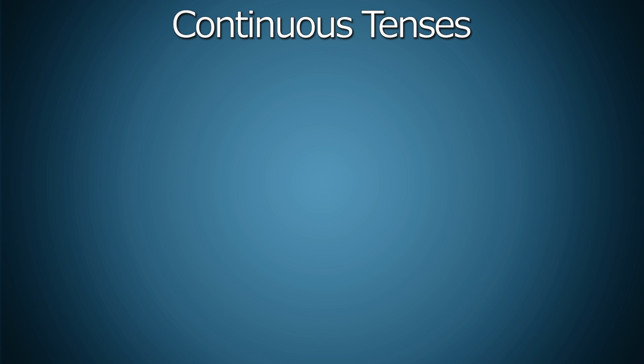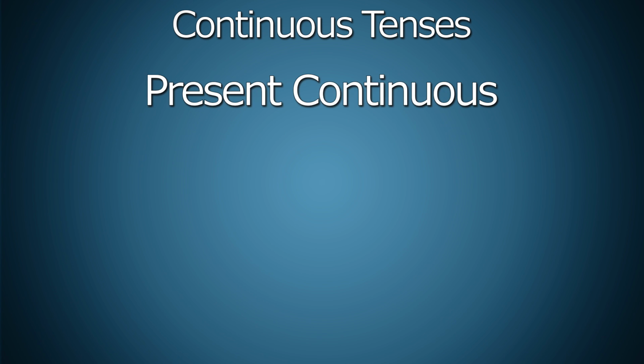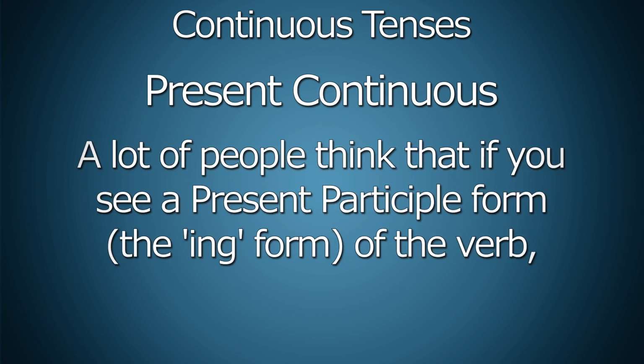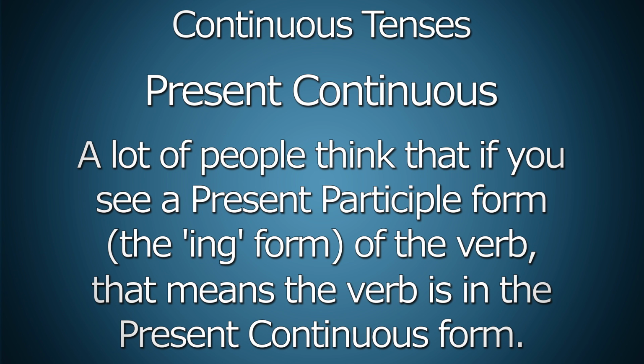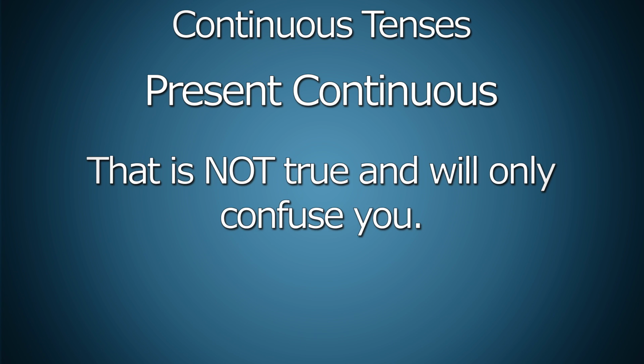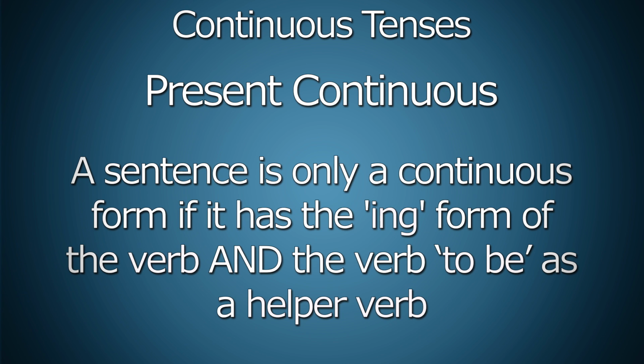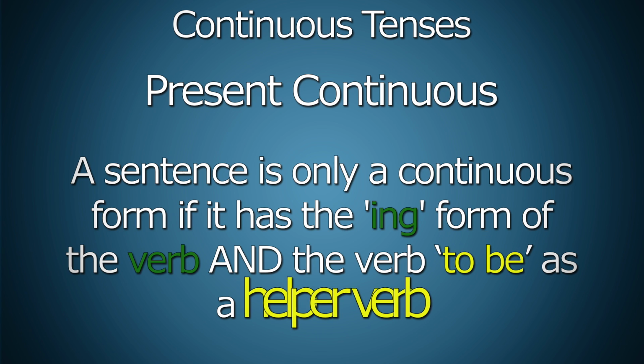Okay, now let's look at the continuous tenses. Present continuous. Now, I'd like to point out that a lot of people think that if you see a present participle form, the ing form of the verb, that means the sentence is present continuous. That is not true and will only confuse you. A sentence is only a continuous form if it has the ing form of the verb and the verb to be as a helper verb.